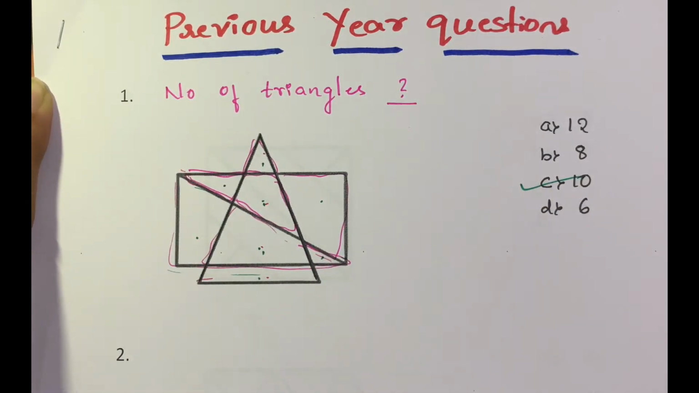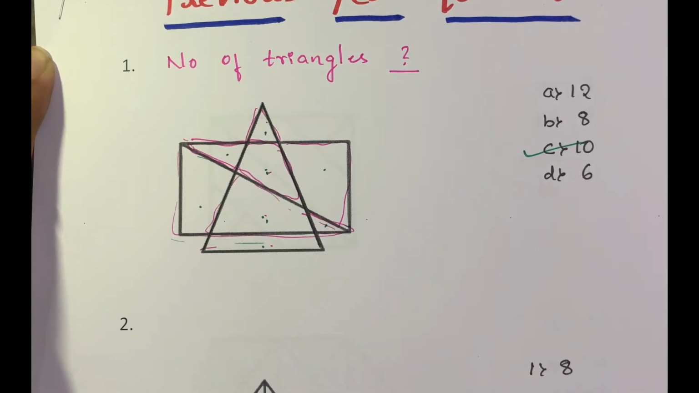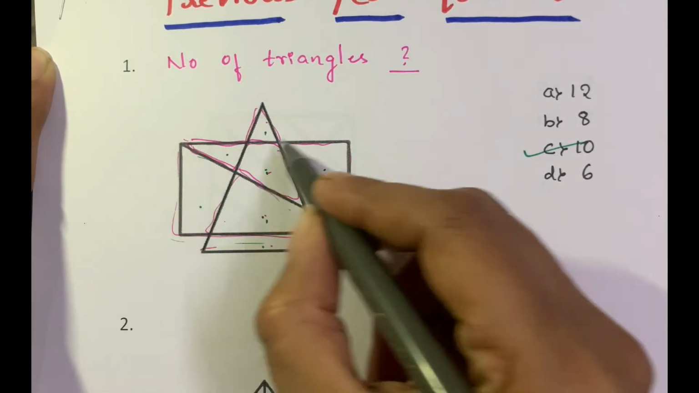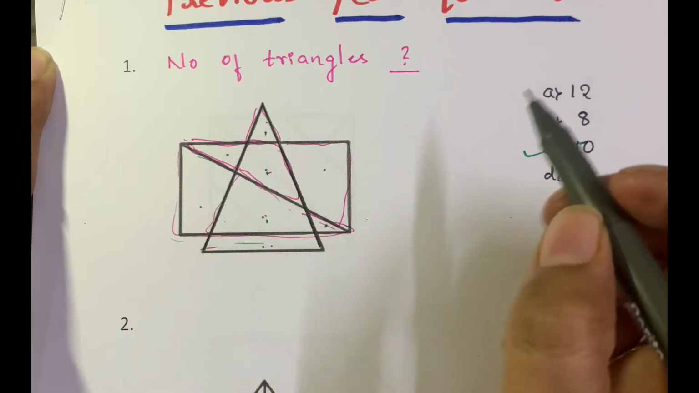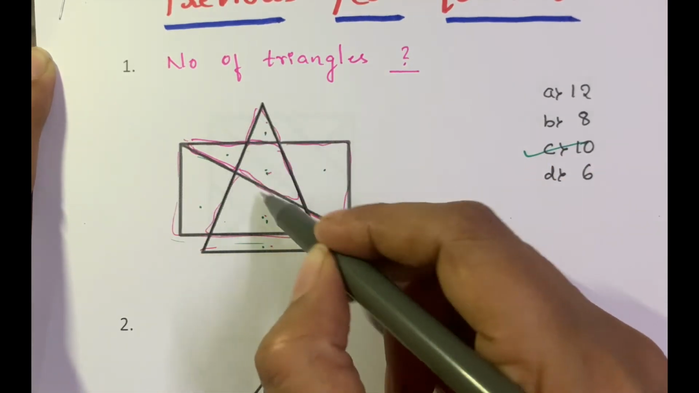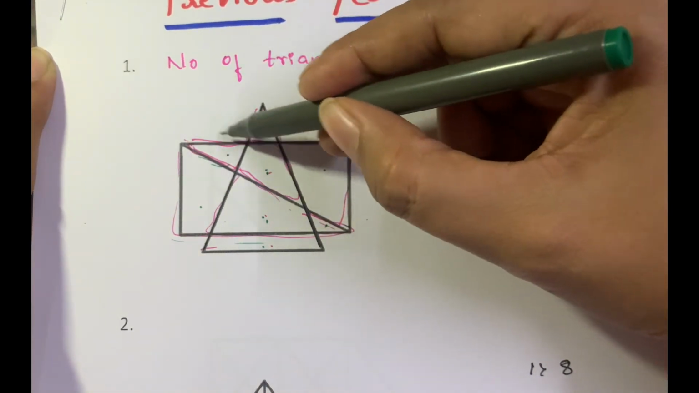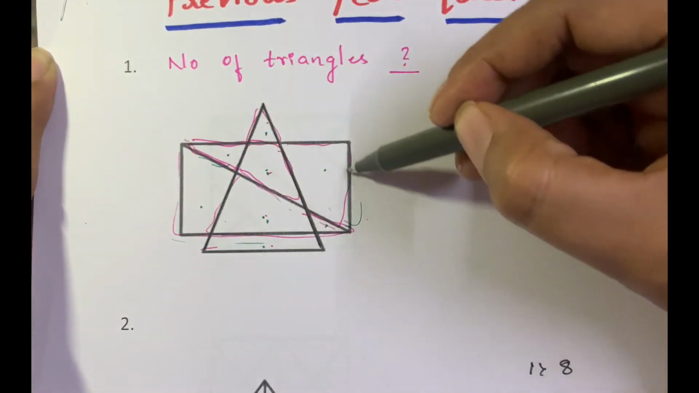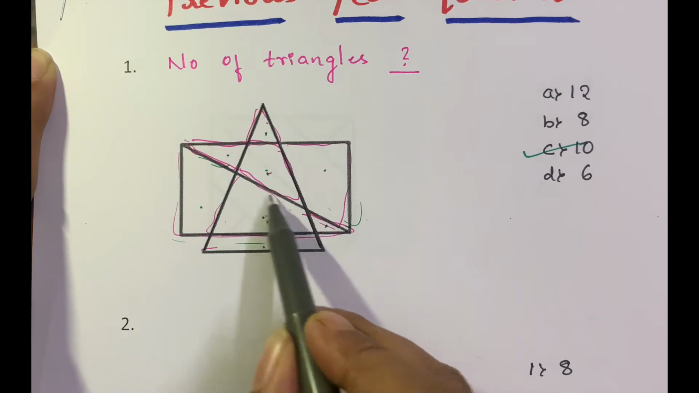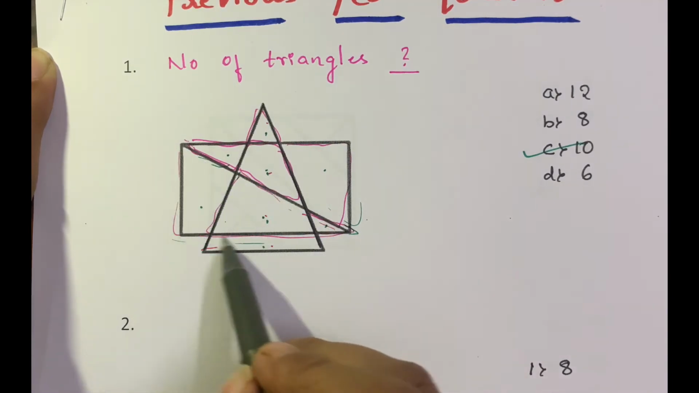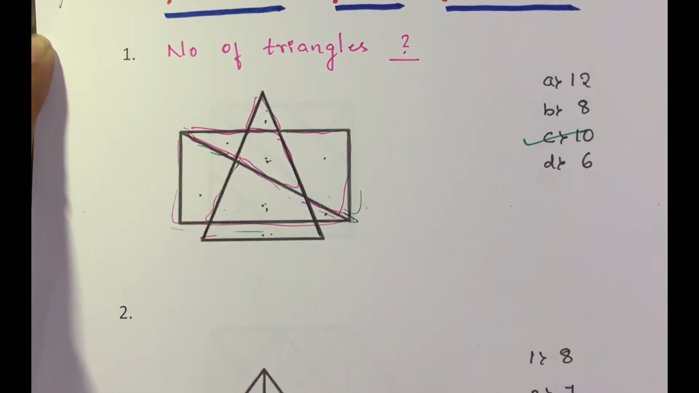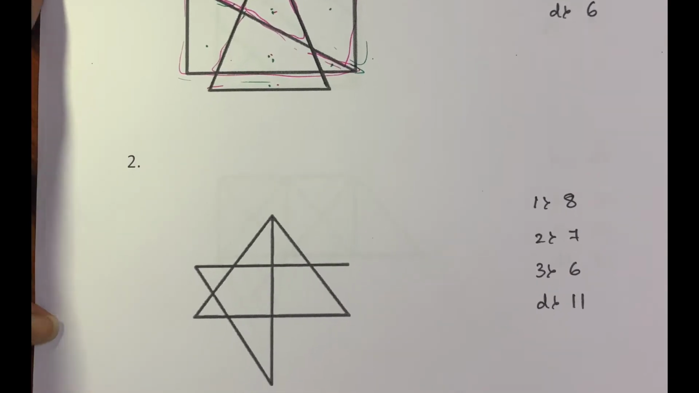So it will hardly take 5 to 6 seconds. Directly we can see 3 bigger triangles here. Go on counting: 1, 2, 3, 4, 5, 6, 7, then 8, 9, and then 10. That's it. Then the second question.